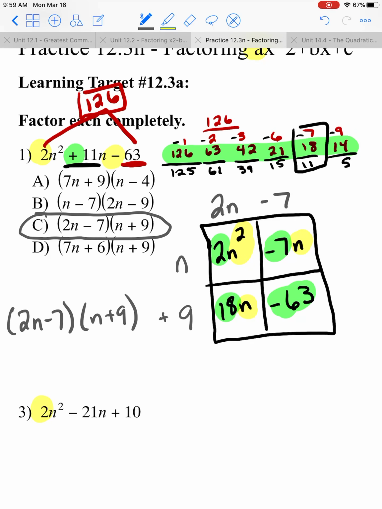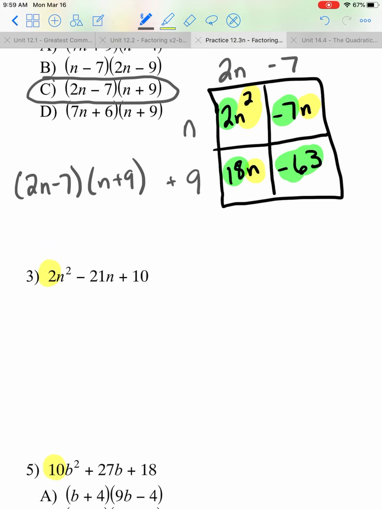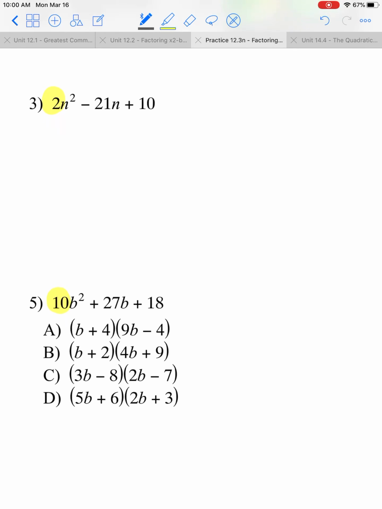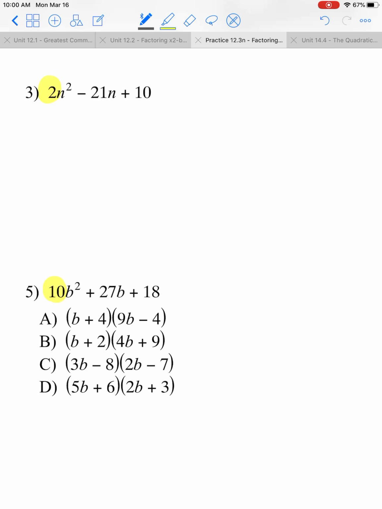So the only difference in what I did here was I didn't find the factors of that last number. I found the factors of when I multiplied the first term and the last term together, and I found the factors of that number that added up to the middle term. So we're going to do another one. This one's not multiple choice, but that doesn't matter, right? We can do these. All right, so number 3.